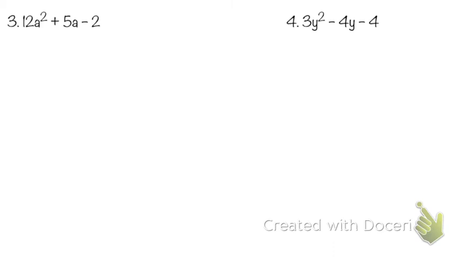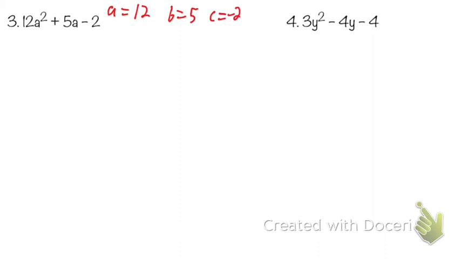Number 3, is this 3 terms? Yes. Is it in order? Yes. What do we do first? A, B, C. What is our A? 12. What is our B? 5. What is our C? -2. Now what do we do?